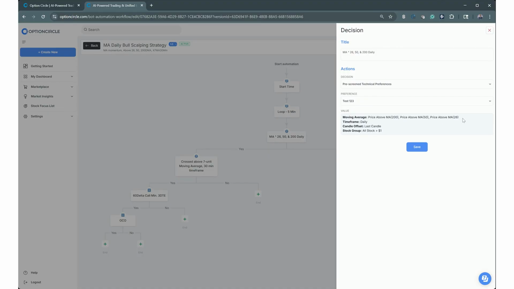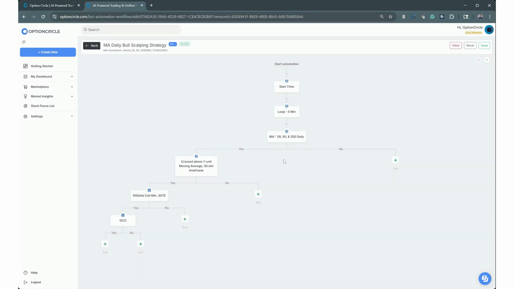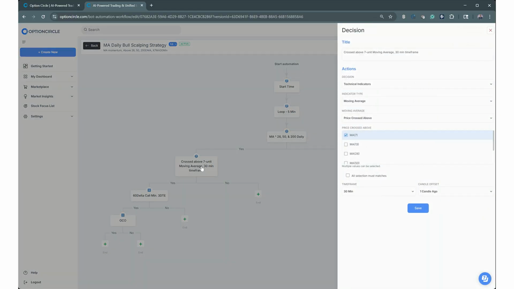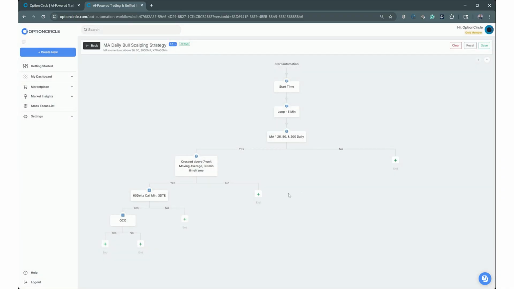So you can see here we are above the 26-day moving average, the 50-day moving average, and the 200-day moving average. So stocks that are going to be in this are in a very bullish trend. And then we're just going to take a cross above the 7 unit on the 30-minute time frame. So what we want to see is price cross above that 7 unit moving average, and we're going to let that play out.